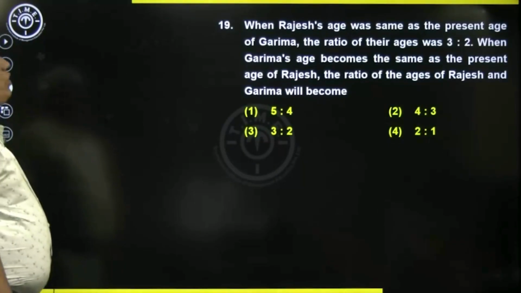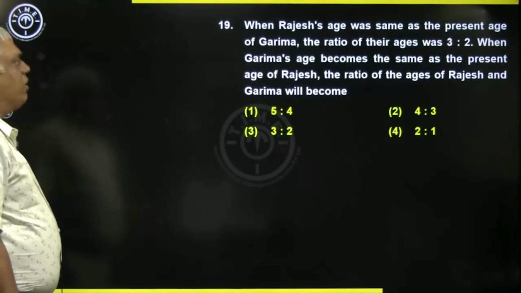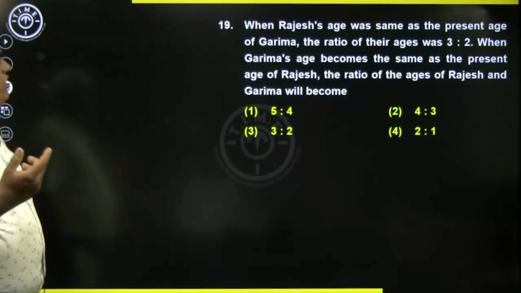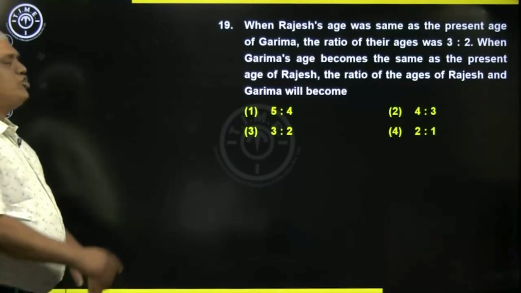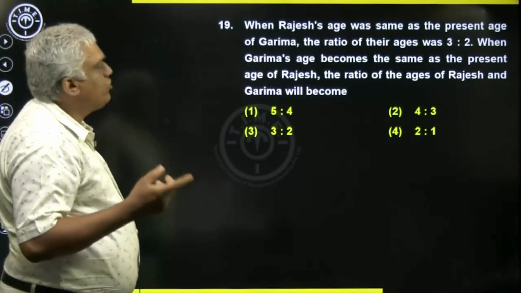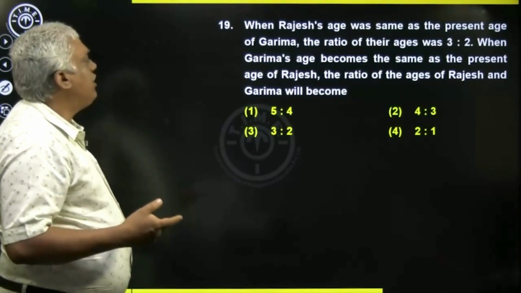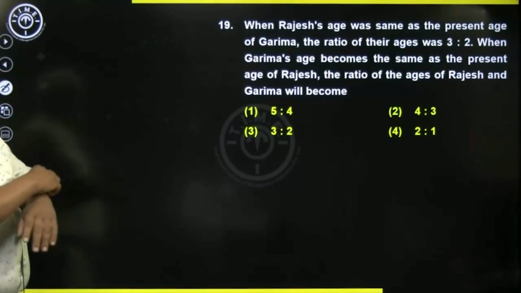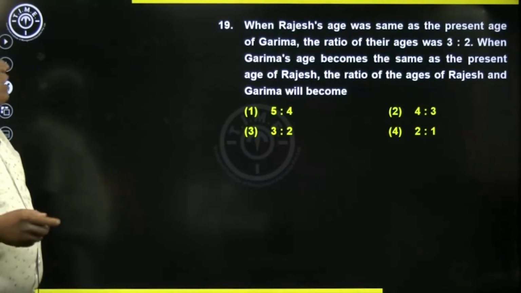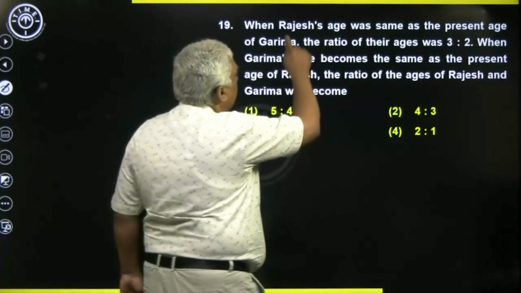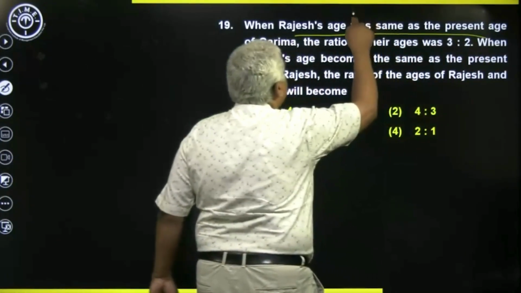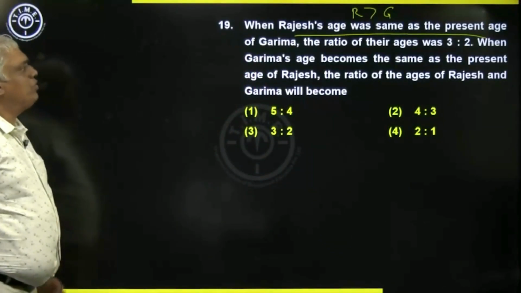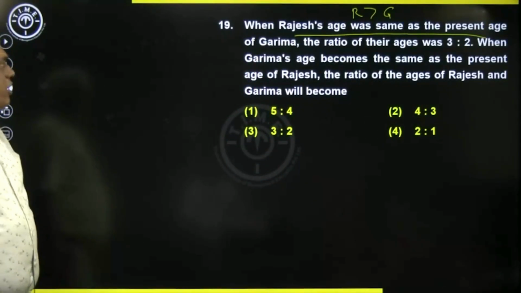When Rajesh's age was the same as the present age of Garima, the ratio of their ages was 3:2. When Garima's age becomes the same as the present age of Rajesh, the ratio of the ages of Rajesh and Garima will become? Now you see, when Rajesh was the same as the present age of Garima, Rajesh is elder to Garima, right?